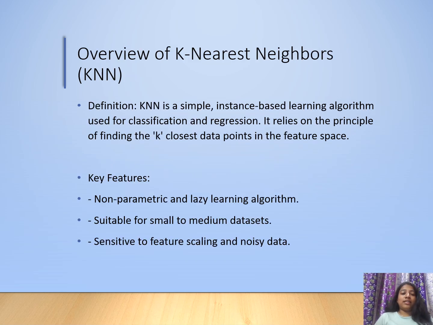Overview of K-nearest neighbors. KNN is a simple instance-based learning algorithm used for classification and regression. It relies on the principle of finding the k closest data points in the feature space. Key features: it is a non-parametric and lazy learning algorithm, suitable for small to medium datasets, and sensitive to feature scaling and noisy data.